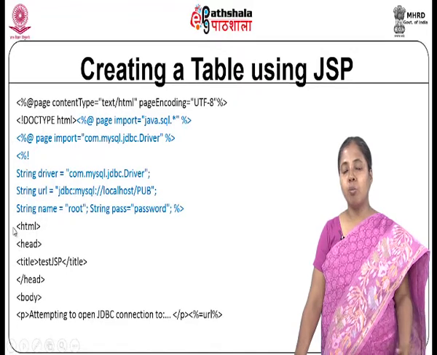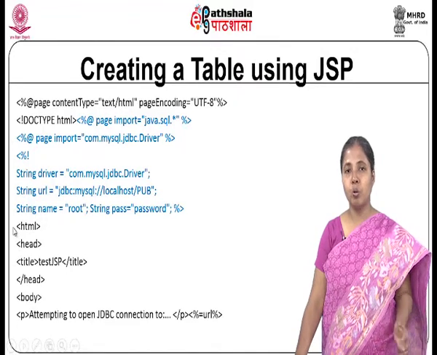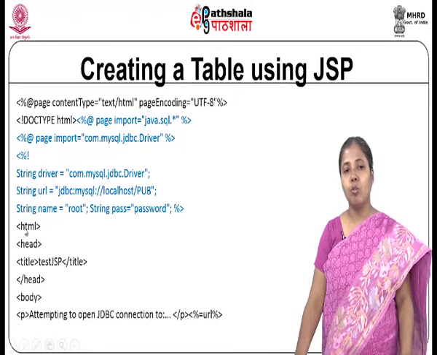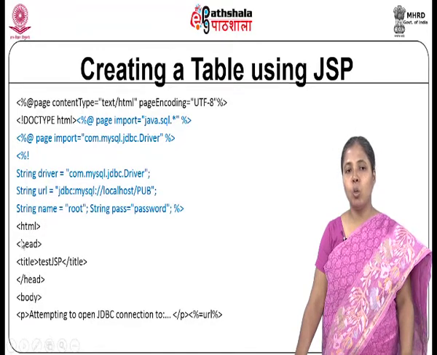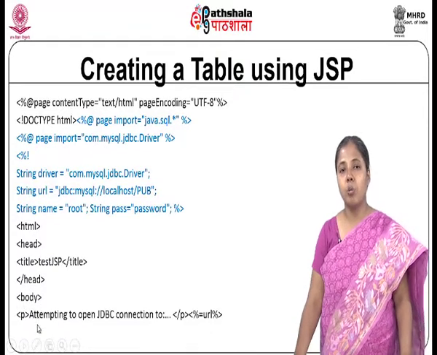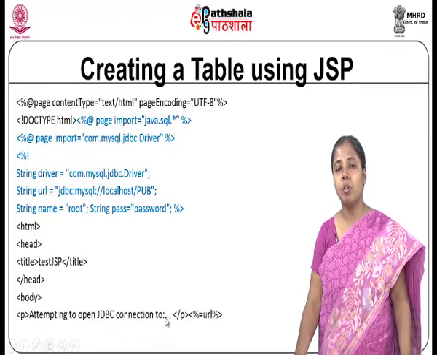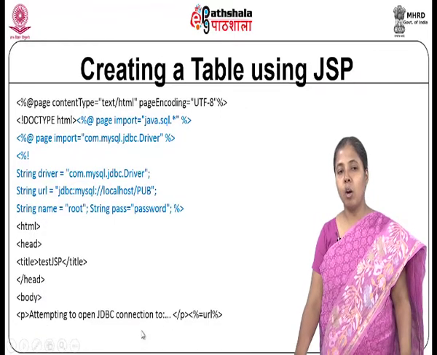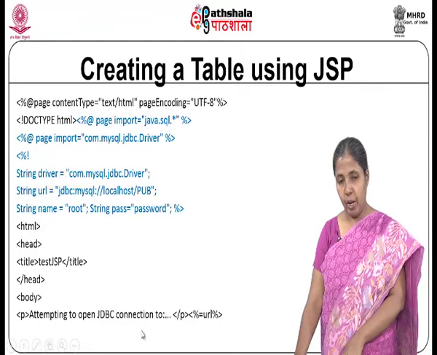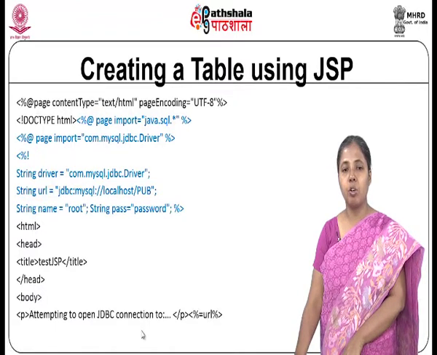You know that a JSP is an HTML page within which you have your Java code embedded. So, you start writing your HTML code. It starts with html, head and then title, closing head, then you start with a body and you write a statement like, attempting to open JDBC connection to. So, this is what would be printed as a new paragraph in your HTML page, displayed in your browser.